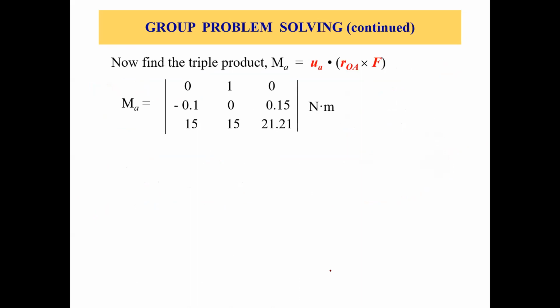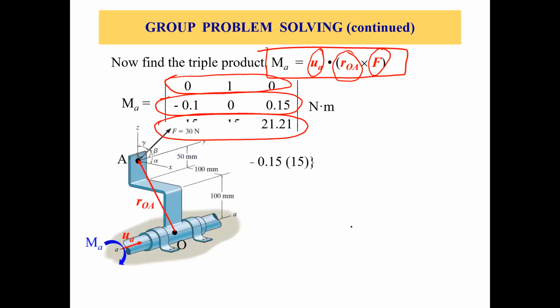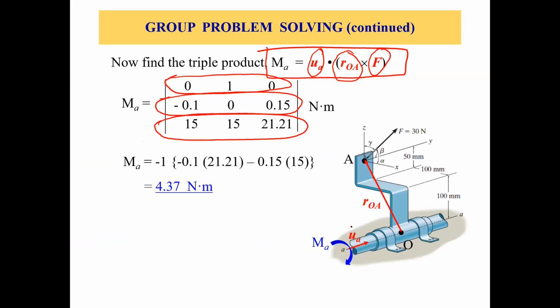Now we just need to do this triple scalar product. Instead of a dot product and a cross product, we'll just do the triple scalar product. The top row, or first row, is the unit vector. The second row is your position vector, r_OA. The third row is your force vector. You have a 3 by 3 determinant. Just expand this 3 by 3 determinant. You only have one component because the others are zero.